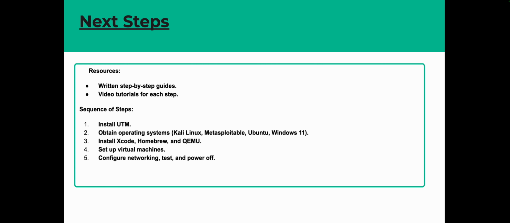Then we'll set up the virtual machines, and then we're going to configure the networking so that they can network with each other. We'll test it, and very important, I know it sounds a bit weird, but we're going to power it off. Powering it off, there's a unique way to do it on Metasploitable especially. And I'm going to show you, because it's important to power off instead of just turning the virtual machine off. It's called a graceful shutdown.